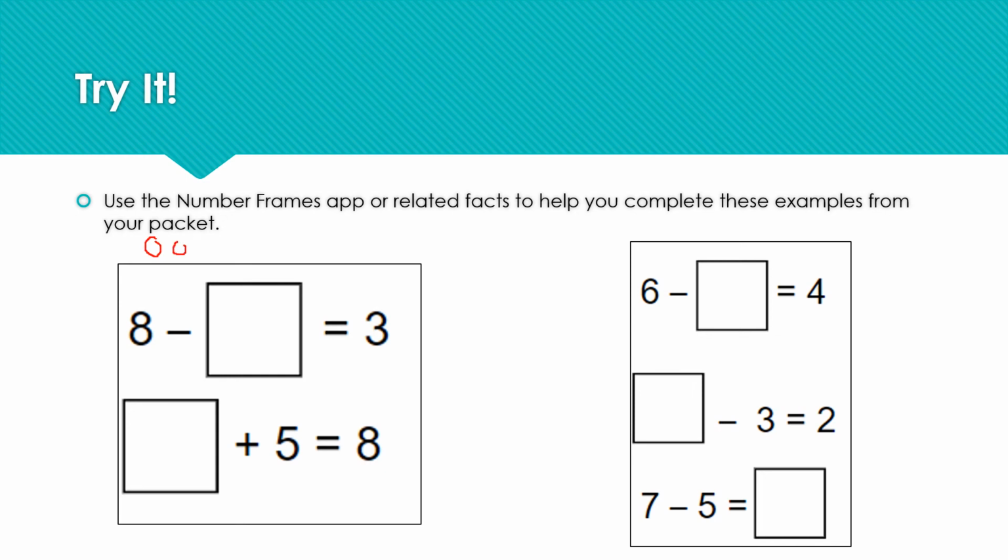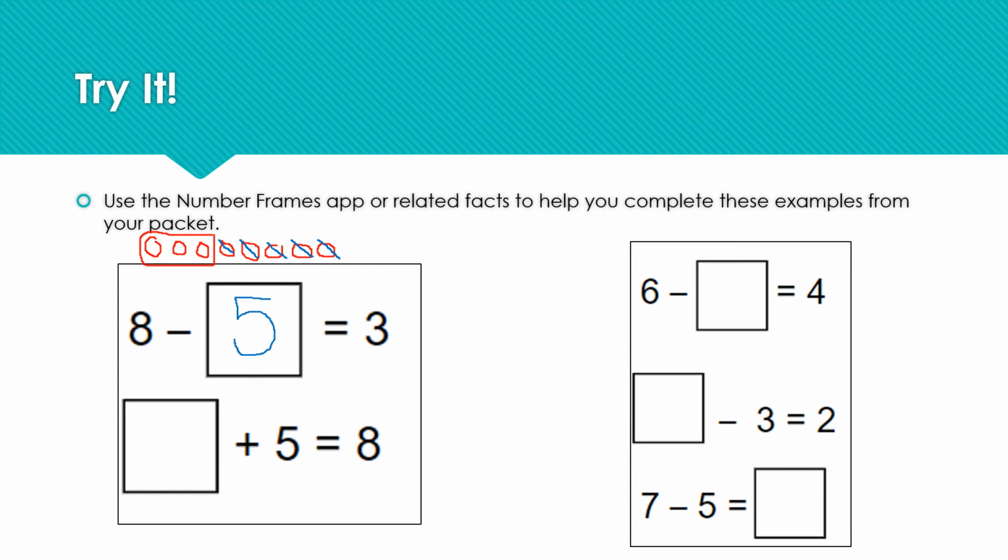I'll draw 8 circles. 1, 2, 3, 4, 5, 6, 7, 8. I'm not sure how many I'm taking away, but I know that when I'm done, I will have 3 left right here. So if this is the 3 that are left, that must mean that we took away this many. 1, 2, 3, 4, 5. So 8 take away 5 would equal 3.